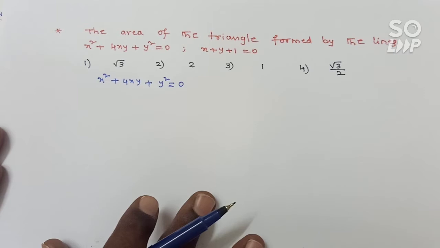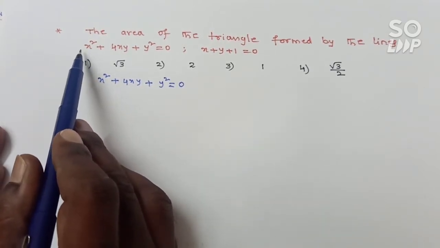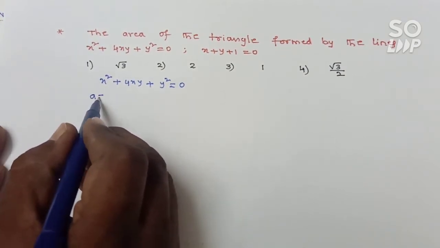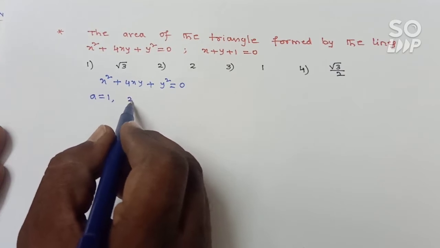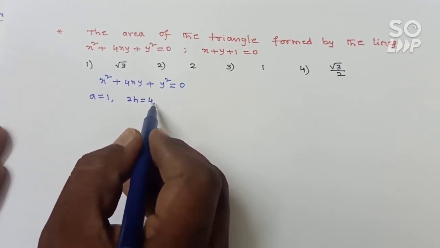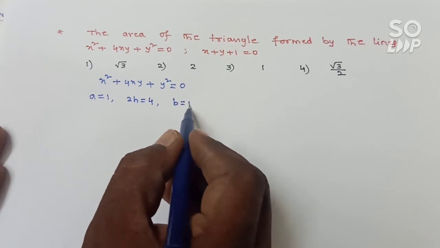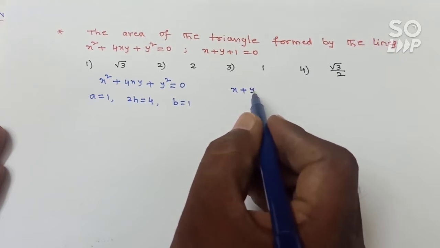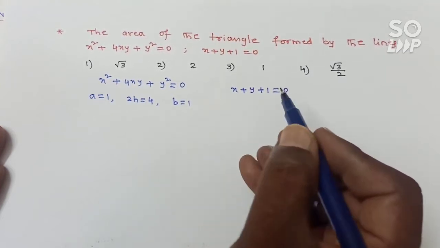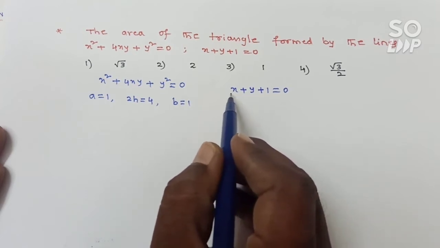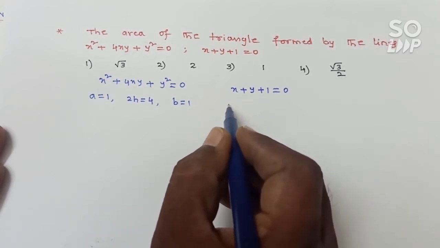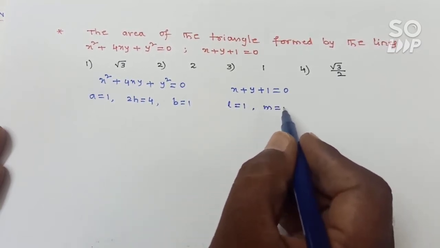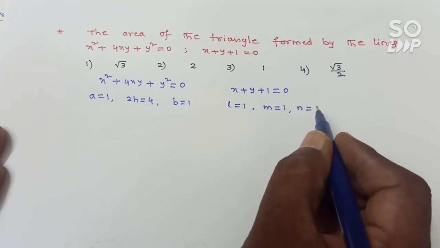Now comparing this equation with the standard form ax square plus 2hxy plus by square, a is equal to 1 and 2h is equal to 4, and b is equal to 1. The next line is x plus y plus 1 is equal to 0. This one we compare with lx plus my plus n. Therefore, l is the x coefficient, m is the y coefficient, n is the constant.